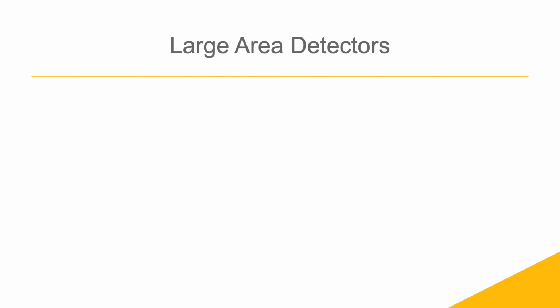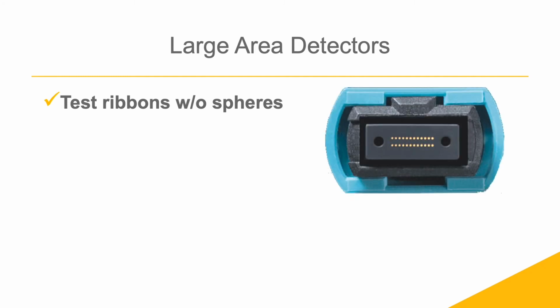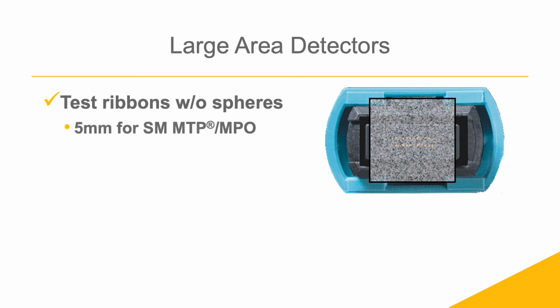Large area detectors allow one to test duplex and ribbon cables without the use of an integrating sphere. Here we see an MTP MPO connector with 24 single-mode fibers. The gray box is the approximate size of a 5mm detector. The red dots show where the fibers shine on the detector. It should be noted that each fiber will still need to be excited independently because the detector cannot discern the power from the individual fibers.